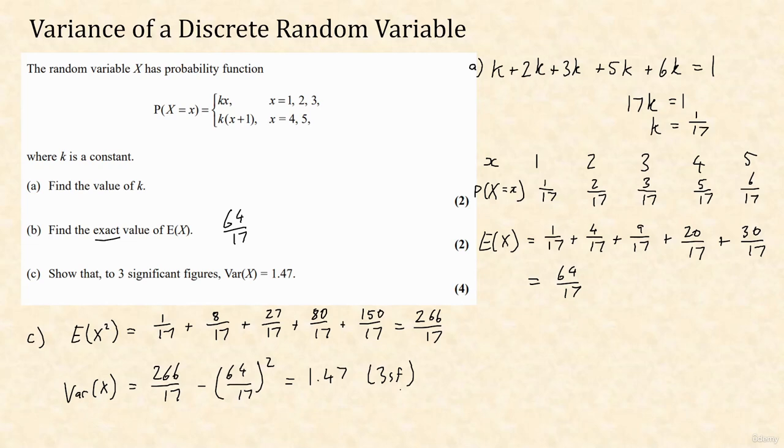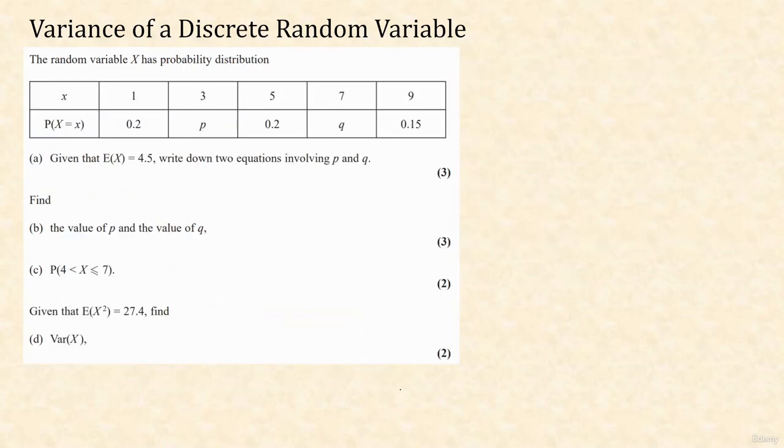Okay, let's have a look at one more question. The random variable x has probability distribution as shown there. Now it says, given that E of x is 4.5, write down 2 equations involving p and q. Well, one equation is that the probabilities must add to 1. So it must be the case that 0.2 plus p plus 0.2 plus q plus 0.15 must equal 1. Now simplifying that, if I subtract all of the numbers from the left away from the 1 on the right, I get p plus q equals 0.45.